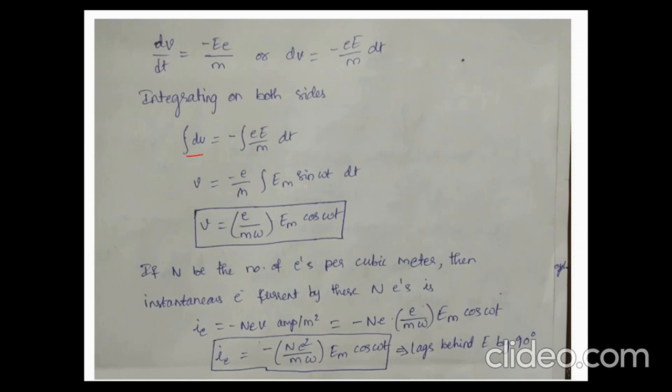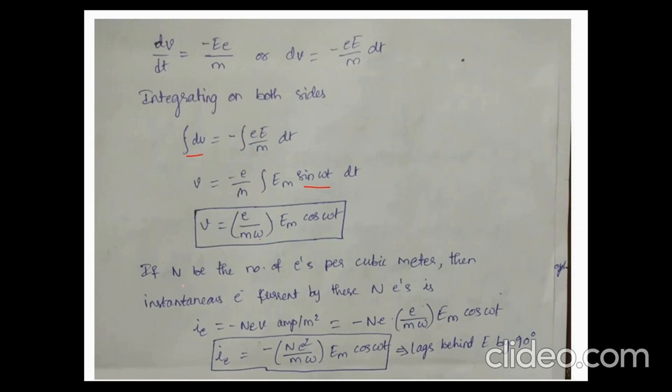The integral of sin omega t is minus cos omega t. Then this minus and that minus cancel. So you will get e by m omega into Em cos omega t. When you take the integration, that omega is sent here and the minus is cancelled.